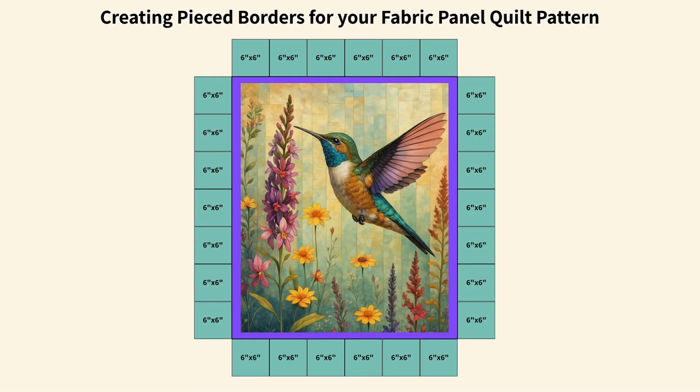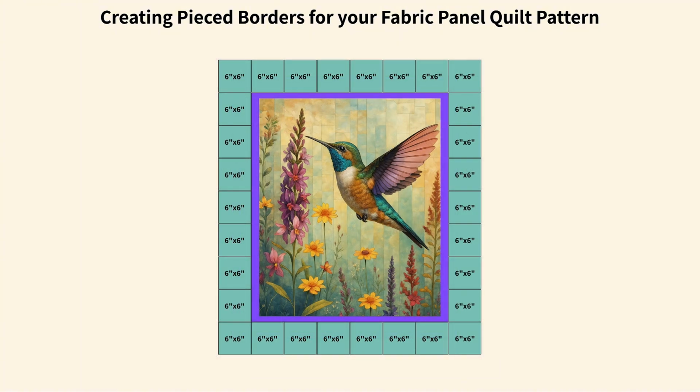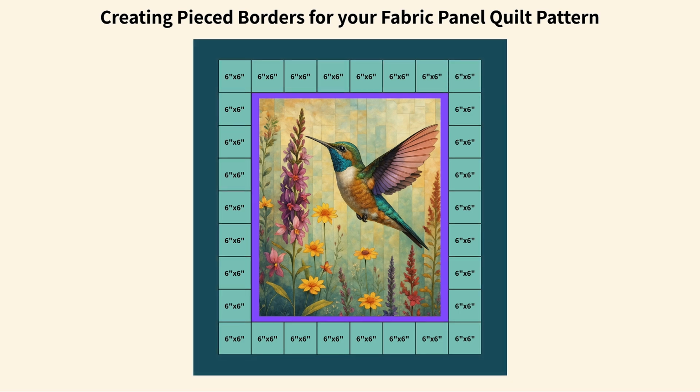At this point, we can add our cornerstones. These are the corner blocks that connect the side borders and the top and bottom borders. And if we use 6-inch finished cornerstone blocks, everything lines up beautifully and the pieced border becomes one continuous frame around the panel. Then, very often, you'll see panel quilts add one more outer border around the pieced border. That outer border is great for making the quilt larger, or calming down a busy border, or giving the whole quilt a strong finished frame.